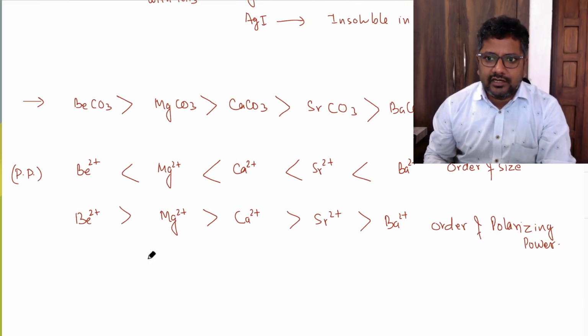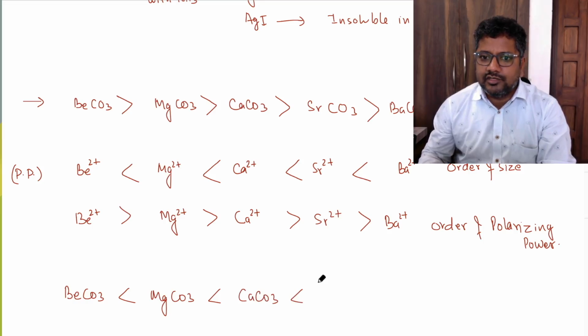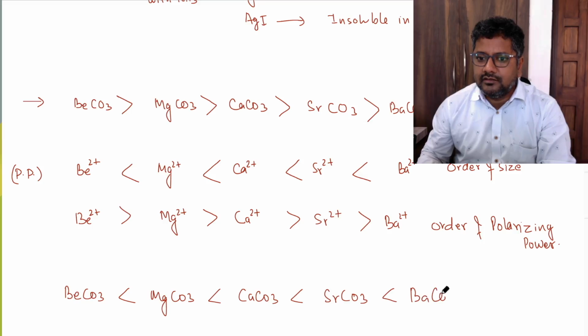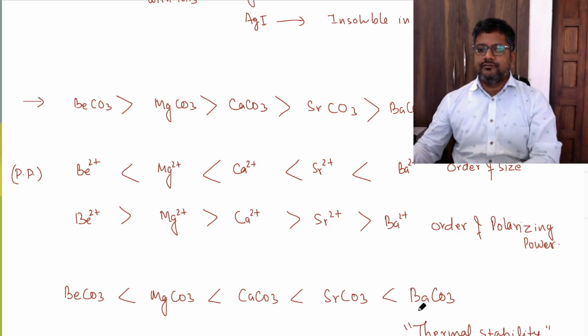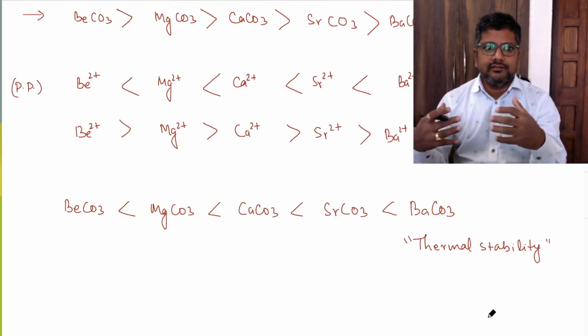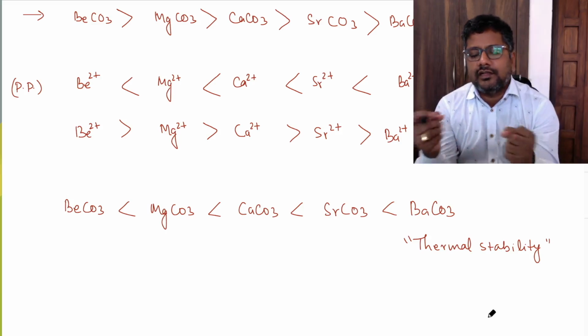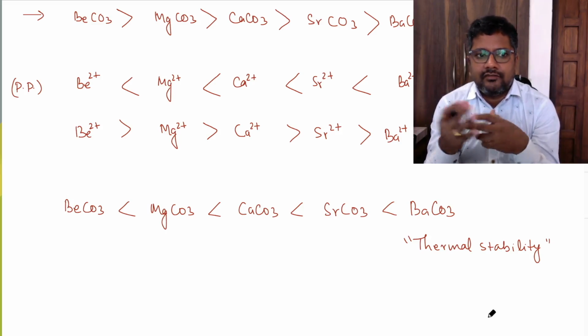So thermal stability, you can correlate with the covalent character. So the thermal stability order: BeCO3 is least stable, then MgCO3 is more stable than this, CaCO3 is more stable than that, then SrCO3 and BaCO3. So this is the order of thermal stability, right? So with the help of covalent character and ionic character, you can explain the thermal stability of different carbonates as well.